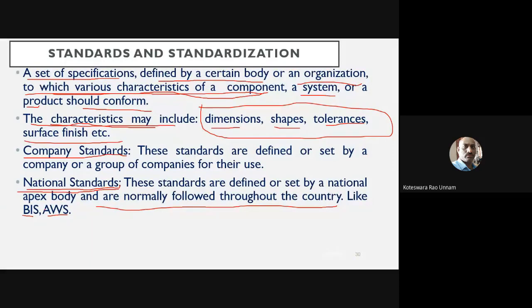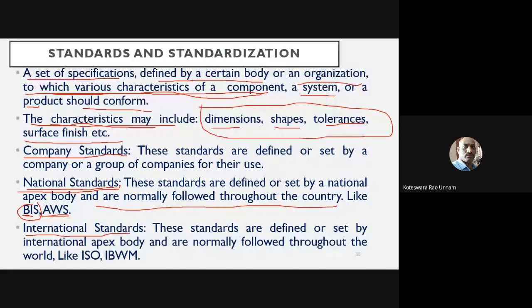Examples for national standards are BIS and AWS. BIS is the British Organization for Industrial Standards, organized by the UK. Like that, AWS, ISO, and some more standards are also there. Those standards are followed nationally, or company to company, or they may be followed universally. So based on that, the standards also vary from one to another.